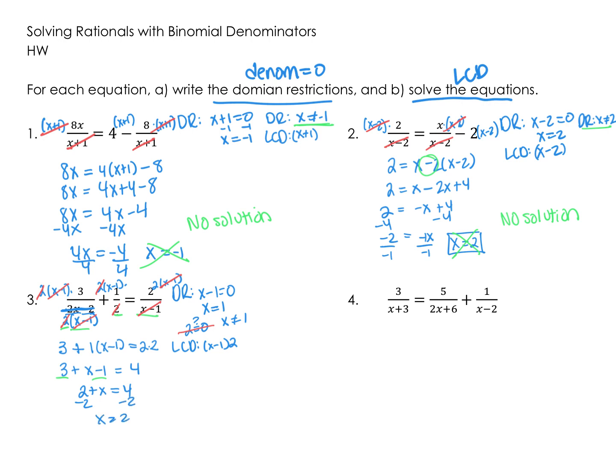Now we check to make sure that doesn't conflict with our domain restriction. Our domain restriction says x cannot be 1, so x can be equal to 2. So this is going to be our solution here.